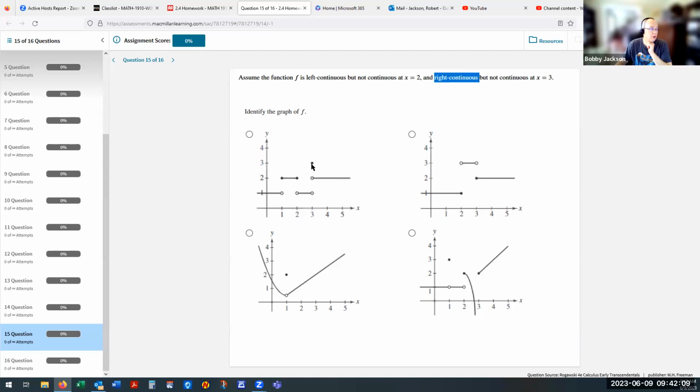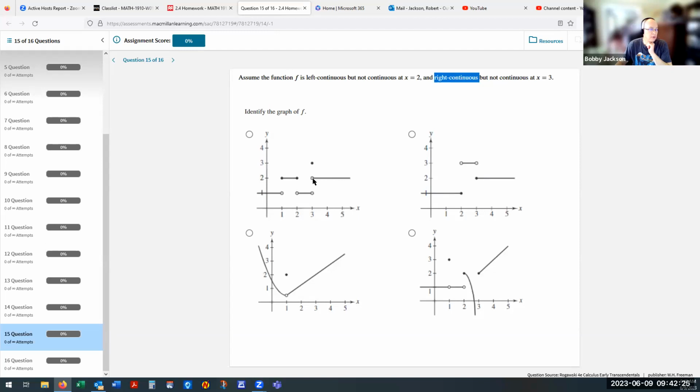It's 3. Here's the point, right? F of 3 is 3. What's the limit as we approach 3 from the positive side? Well, here's the graph for any value of x greater than 3. It looks like it's always 2, right? So the limit as x approaches 3 from the positive side is 2.